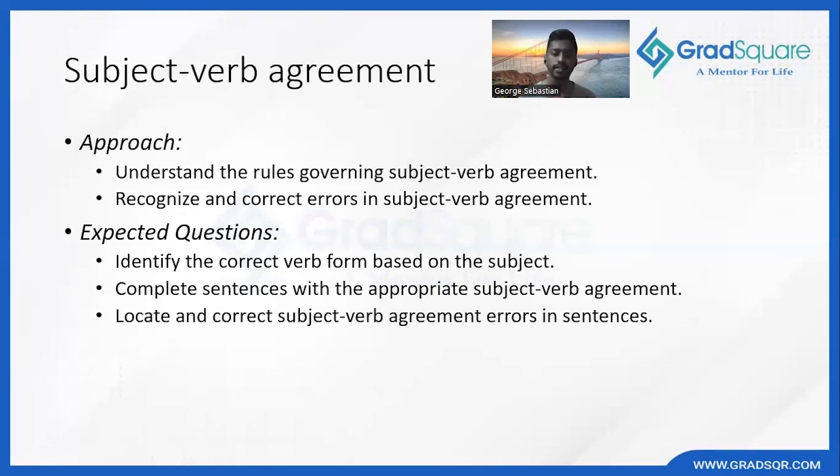We need to understand that, and we also need to understand how we use the subject and verb in a sentence in different circumstances, right? From this part, you can expect questions like identify the correct verb form based on the subject, right? Basically, if the subject is singular, you have to use the singular form of the verb. Also you can expect questions like complete the given sentence with the appropriate subject-verb agreement. So these are some of the basic types of questions you can expect from subject-verb agreement.